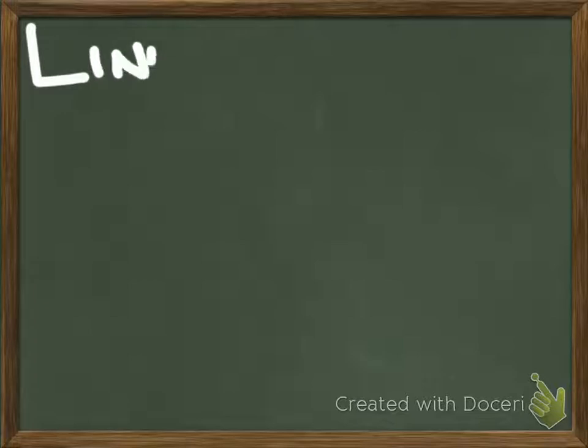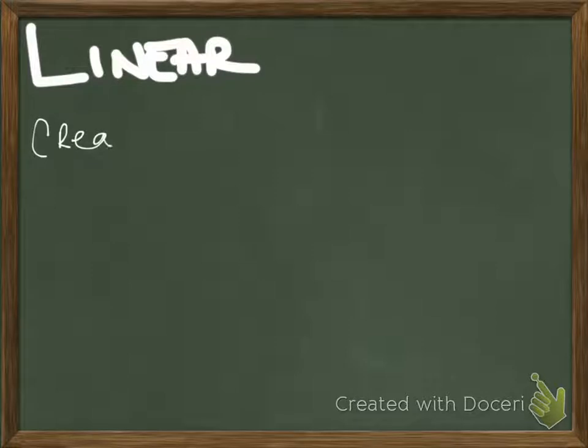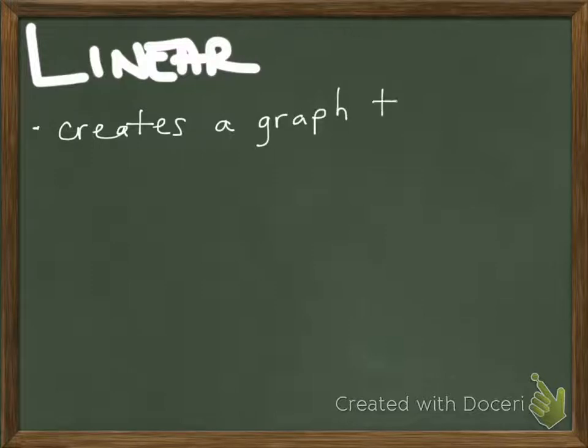So underneath the linear page in your book, basically you're going to write this. Linear parent function: a linear function creates a graph that is a line. Creates a graph that is a line and is a straight line.